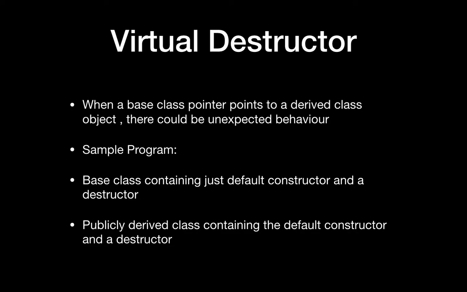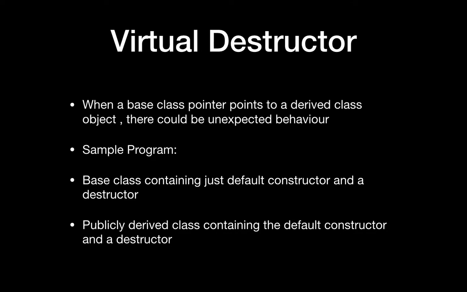Now, remember the base class has a special property. If I create a pointer to the base class, it can point either to a base class object or to a derived class object. Now, if I have a pointer to a base class and it's pointing to a derived class object, and we do not have a virtual destructor in my base class, it is going to cause unexpected behavior.